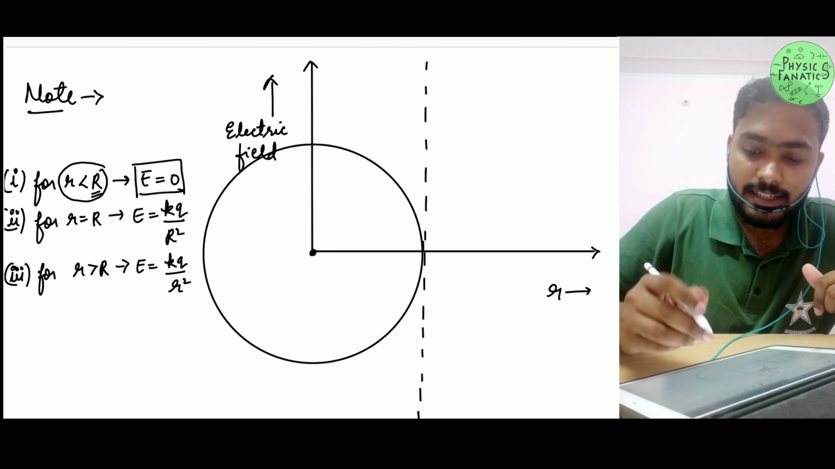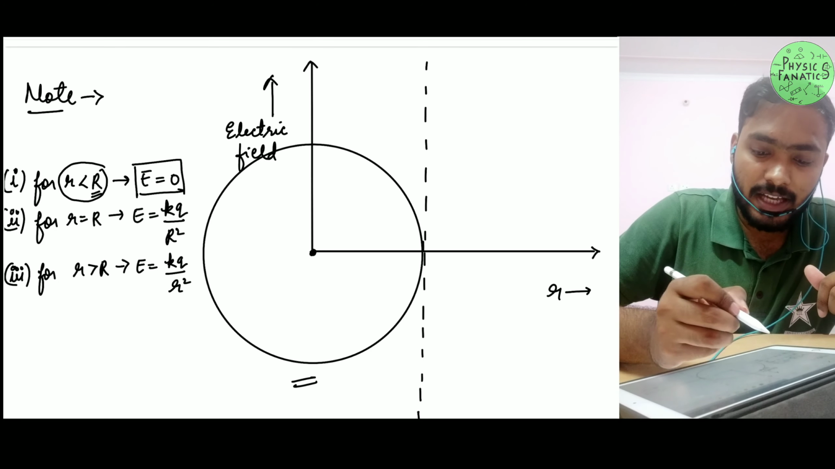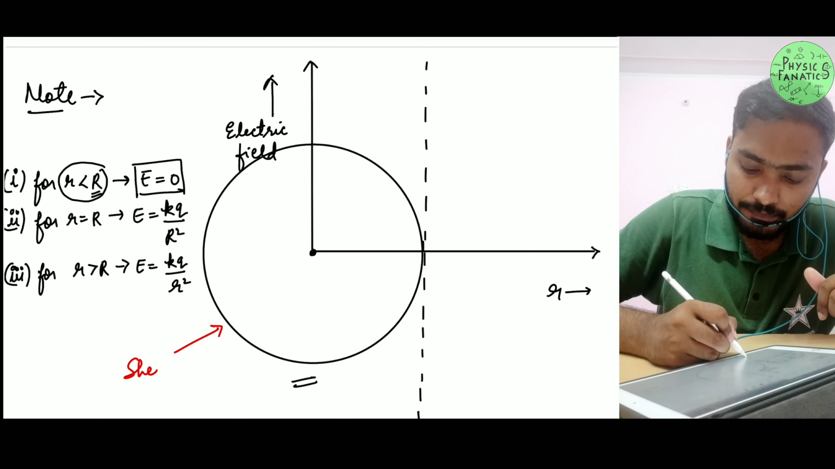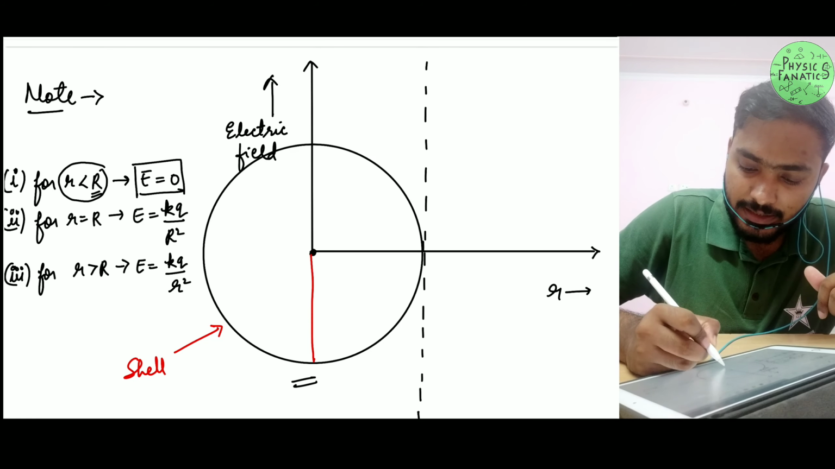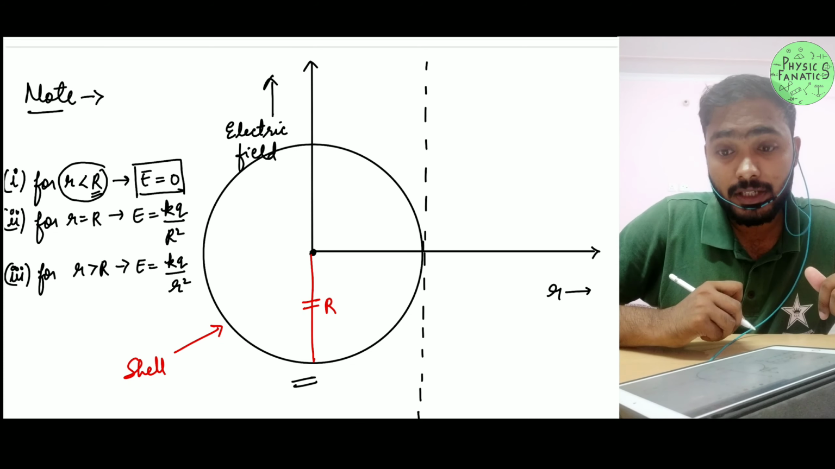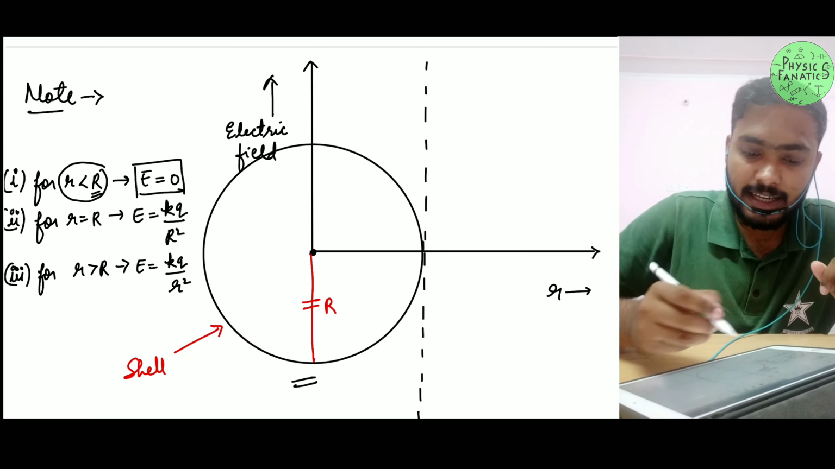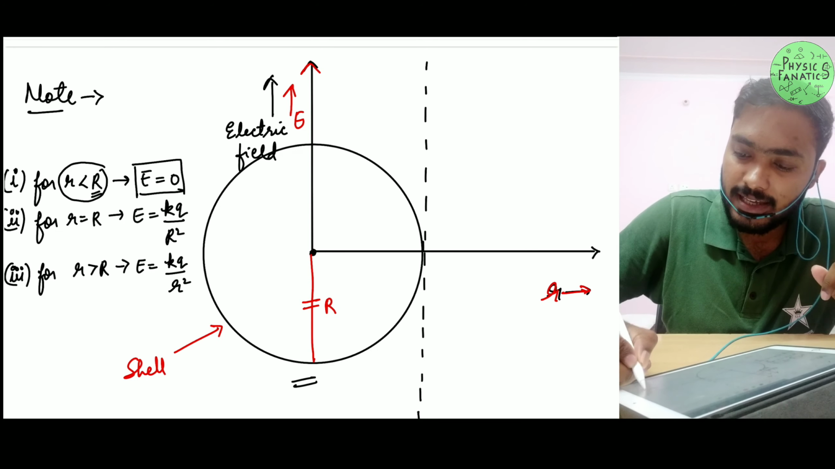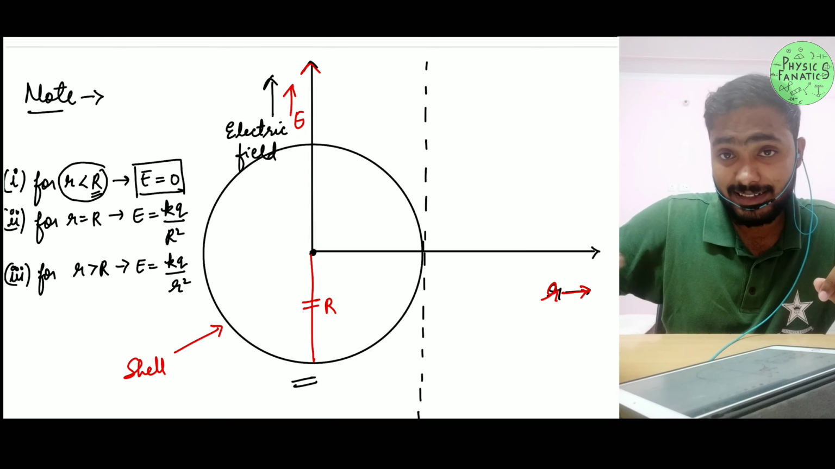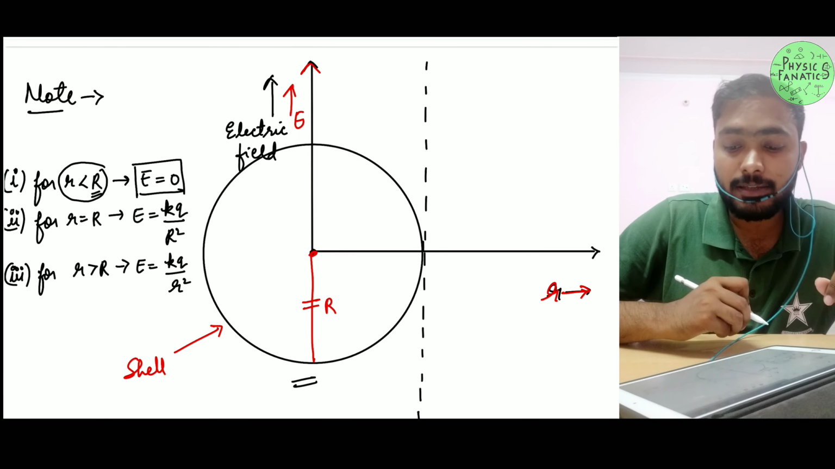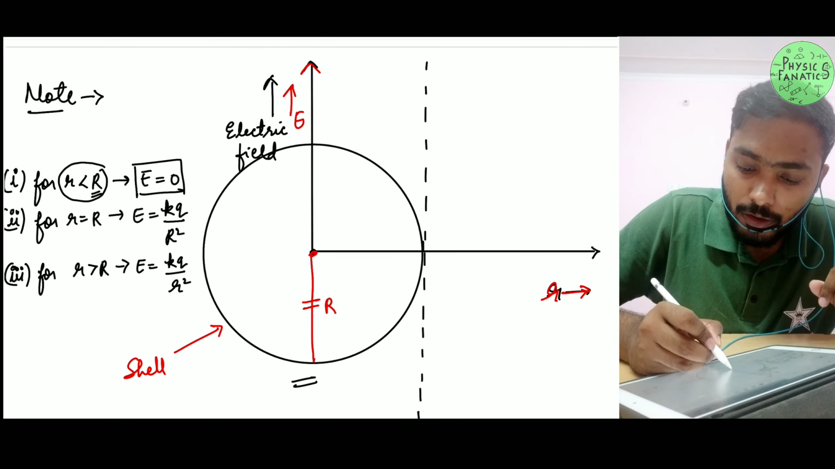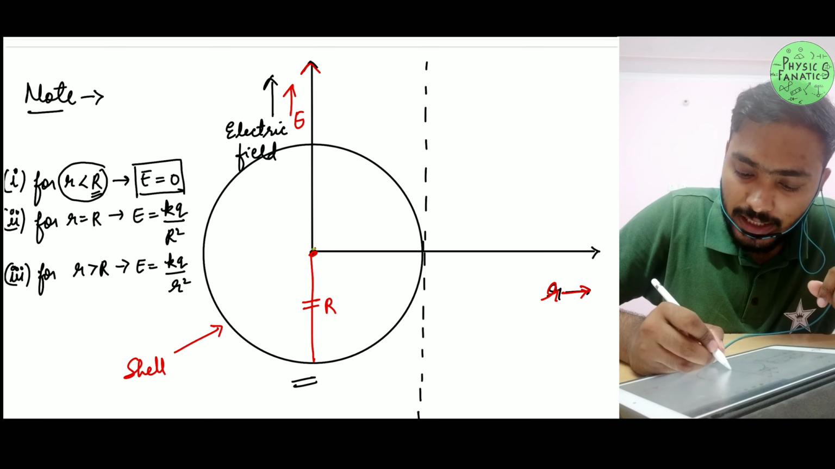Imagine this is your shell, and this shell has the radius of capital R. This axis talks about the electric field, and the x-axis talks about the distance from the center. From the center I am calculating. So inside the shell, you can see the value of electric field is 0.